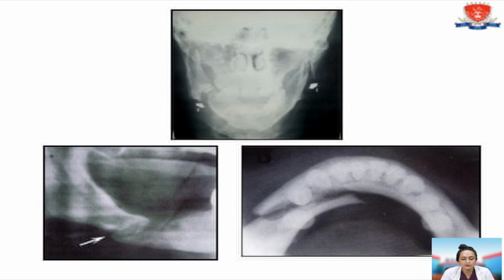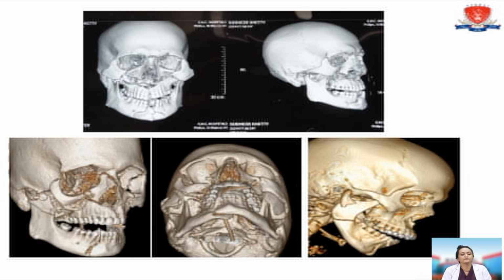So the first picture shows the angle fracture in the PA view. Then second picture is the OPG showing the body of the mandible fracture. And this one shows again parasymphysis fracture, the third picture. Then this is the CT scan showing the fractures of the zygomatic process of the maxilla, the mid-palatal split, and in the mandible you can see the symphysis comminuted fracture.